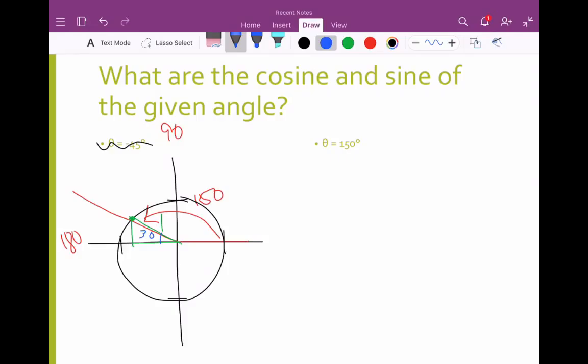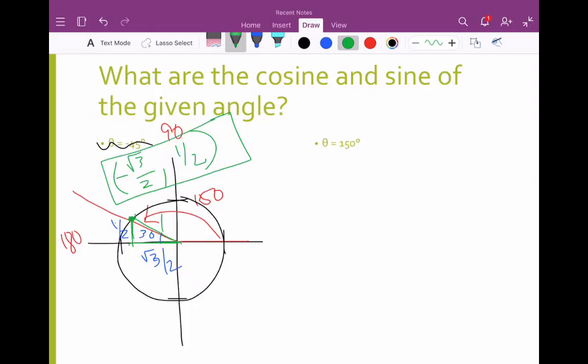Now I just need to figure out what the other two sides are. The short side, which is across from the 30 degree angle, is 1/2. And then the long side, adjacent to the 30 degree angle, is the square root of 3 over 2. So that means this point right here, in the x direction, I went to the left square root of 3 over 2, but because I went to the left, that makes it negative. And then I go up 1/2, and since I'm going up, that's positive. So my point is negative square root of 3 over 2, comma 1/2.